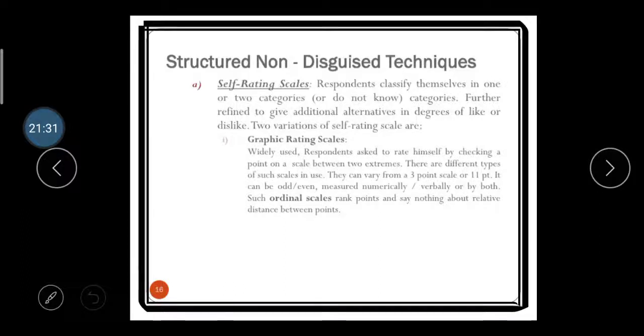First one is the graphical rating scale. It is widely used and respondents are asked to rate themselves by checking a point on the scale between two extremes. There are different types of such scales in use. They can vary from a 3-point scale to an 11-point scale, can be odd or even numbered, and are measured numerically, verbally, or by both. Such an ordinal scale ranks points and says nothing about the relative distance between points.